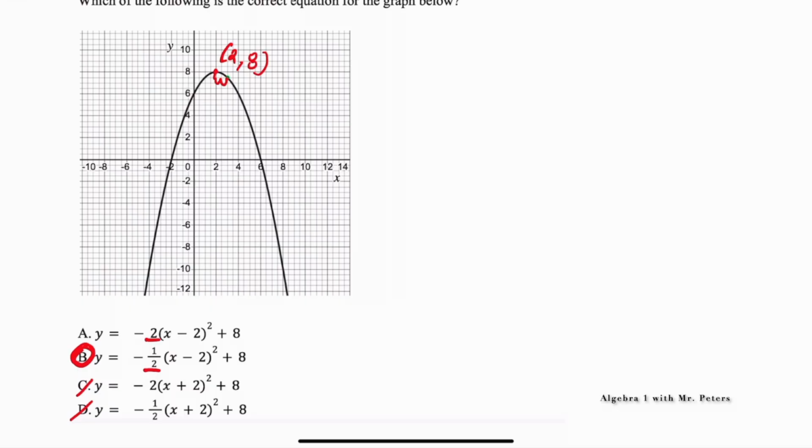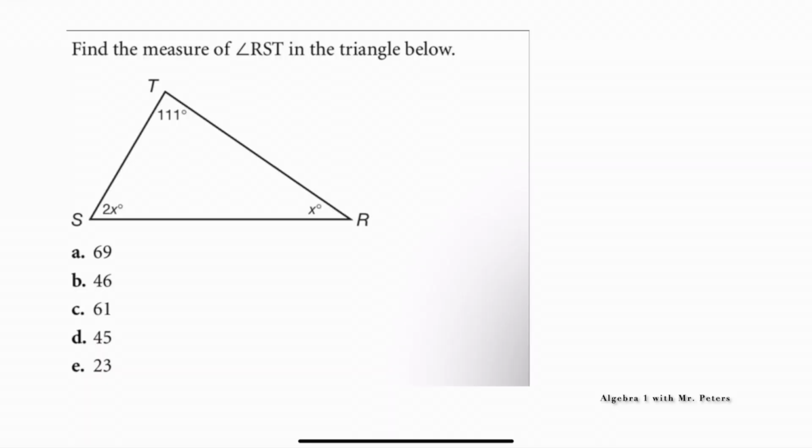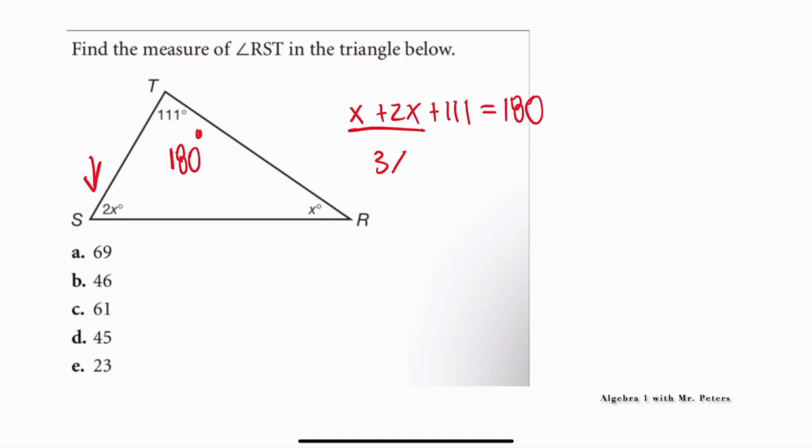So we have a problem where they're asking us for the measure of a specific angle, RST. So we're specifically talking about this angle right here. So number one, you have to know that we need to create an equation, and the equation needs to equal 180. So what equation are we going to have? X plus 2x plus 111 is equal to 180, right? We simplify. 3x plus 111 is equal to 180.